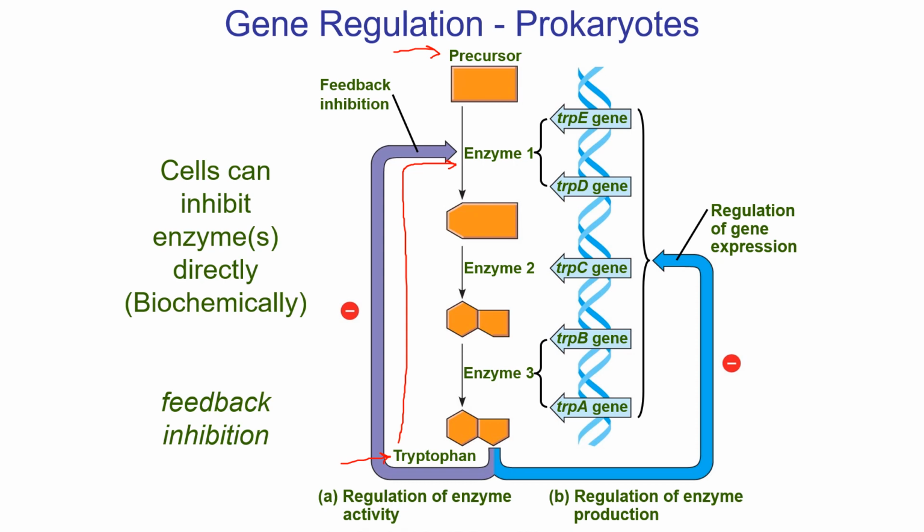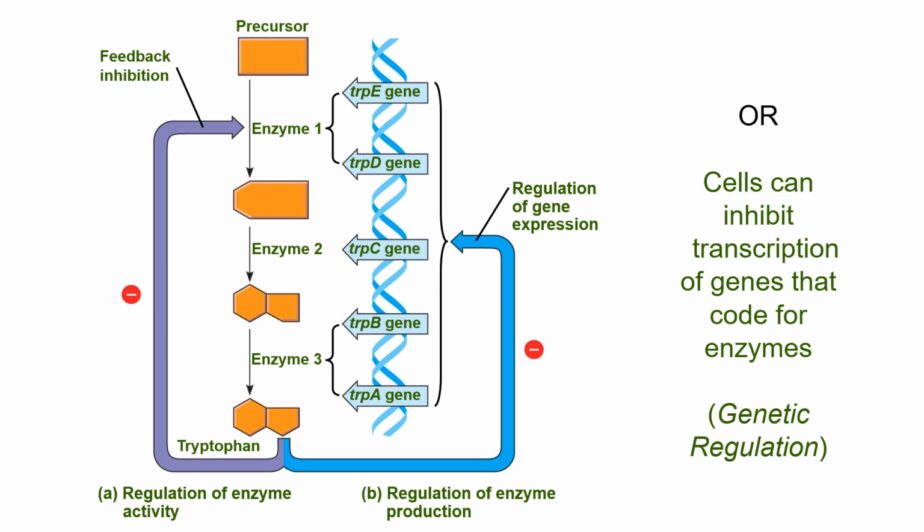But it's still not quite as efficient as it could be. So in that first example, the biochemical pathway was being shut down when it was no longer needed by this negative feedback inhibition.